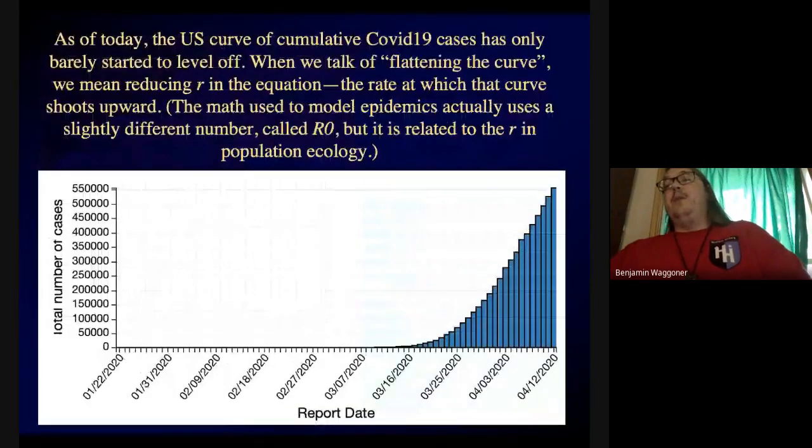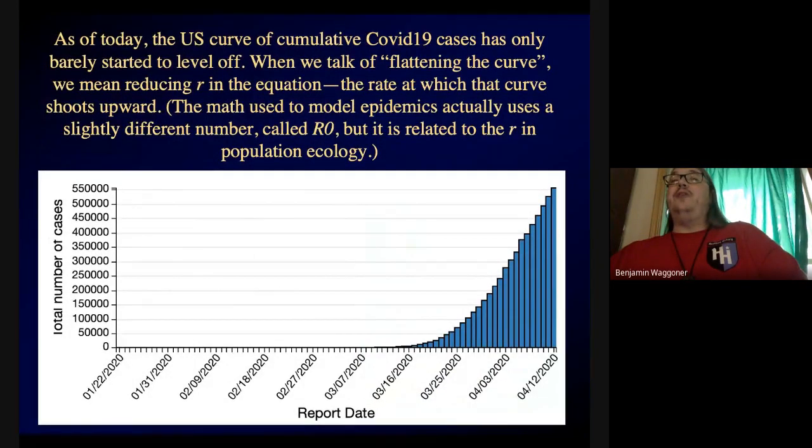Okay, I probably should have updated this slide. This was the cumulative number of US cases of COVID-19, which back in April had barely begun leveling off. When we talk about flattening the curve, we mean reducing the rate at which that curve increases upwards.